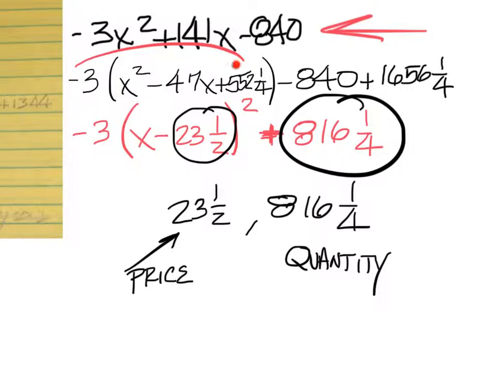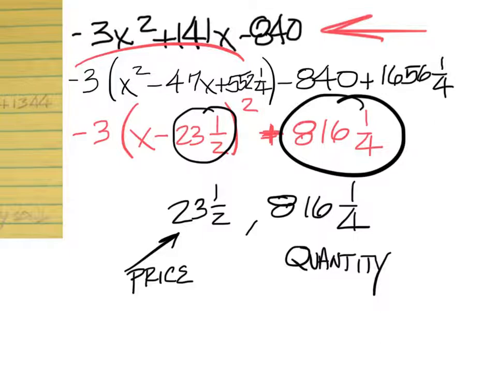Section off these two, take out the -3, divide both of these by -3 to get these two. Half of 47 is 23.5. Square that to get 552.25. But what we really did is that we subtracted 1,656.25. So we have to add it out here.